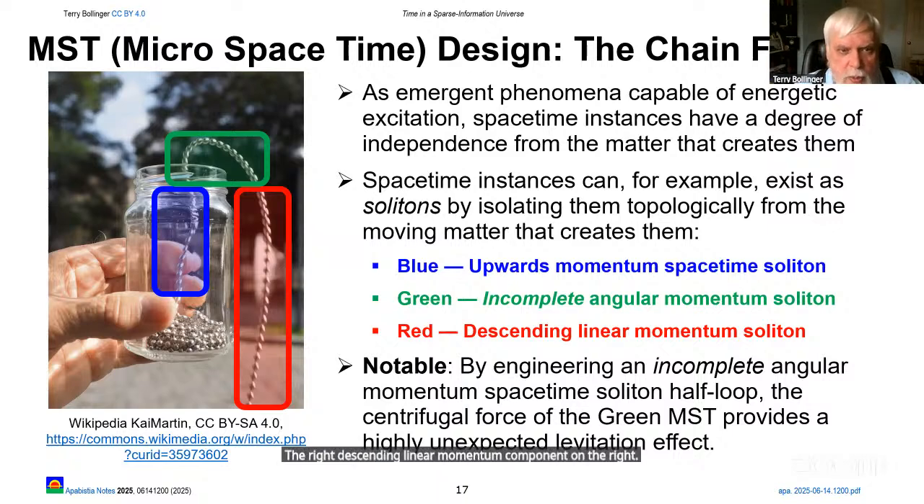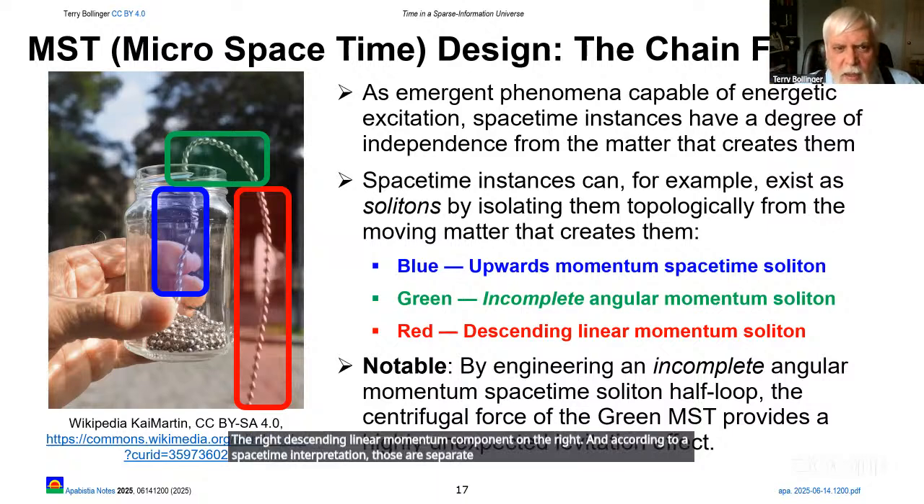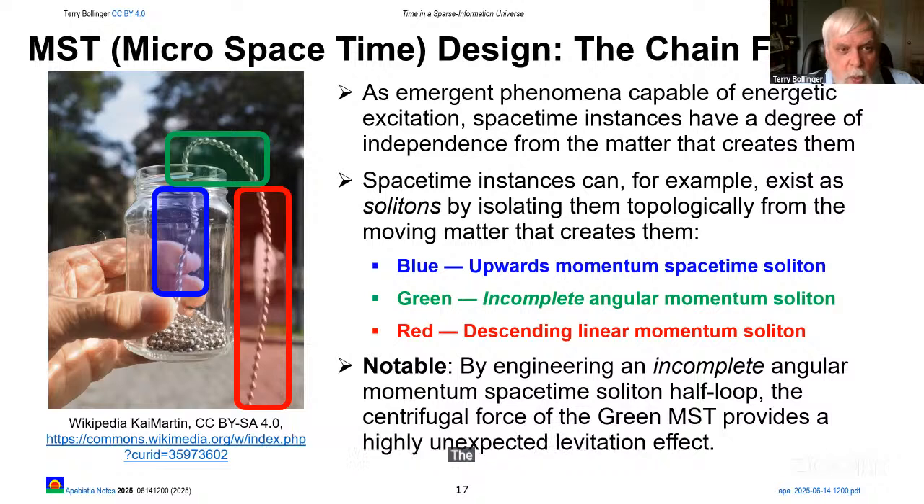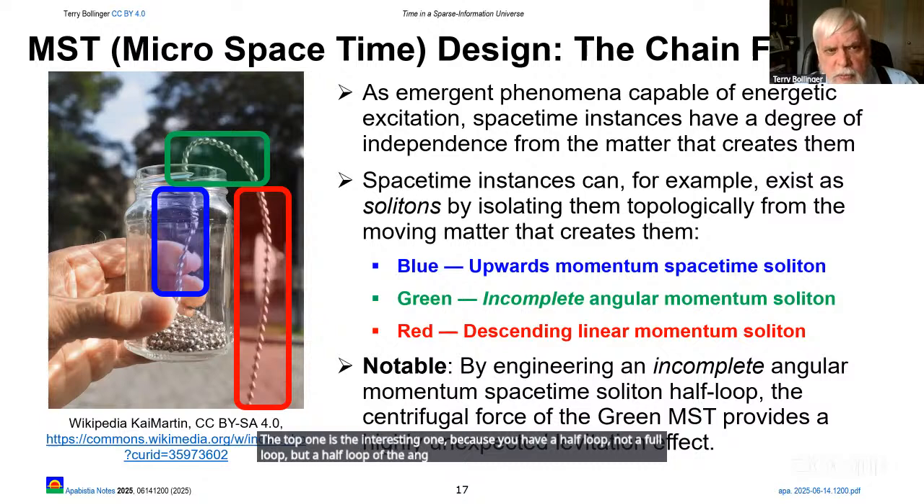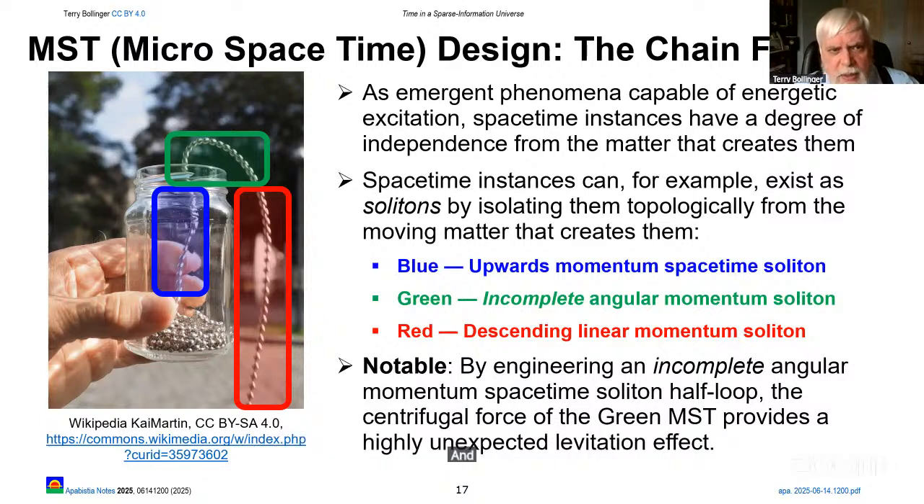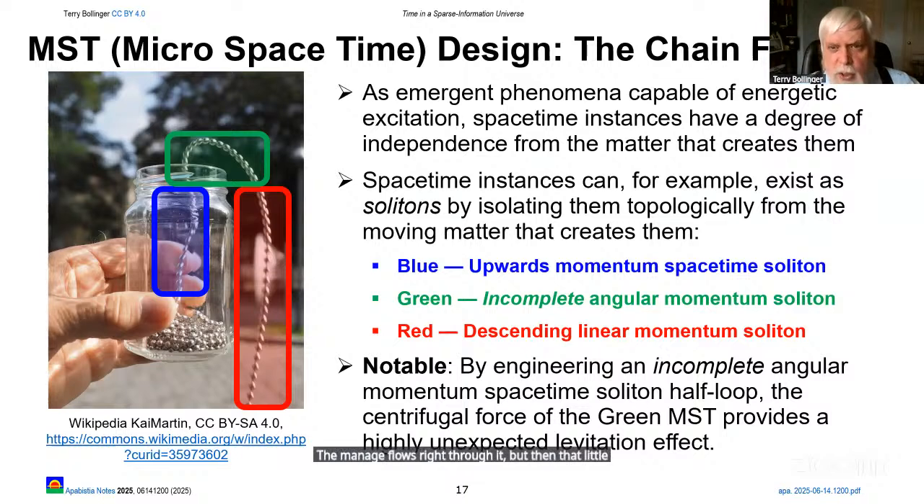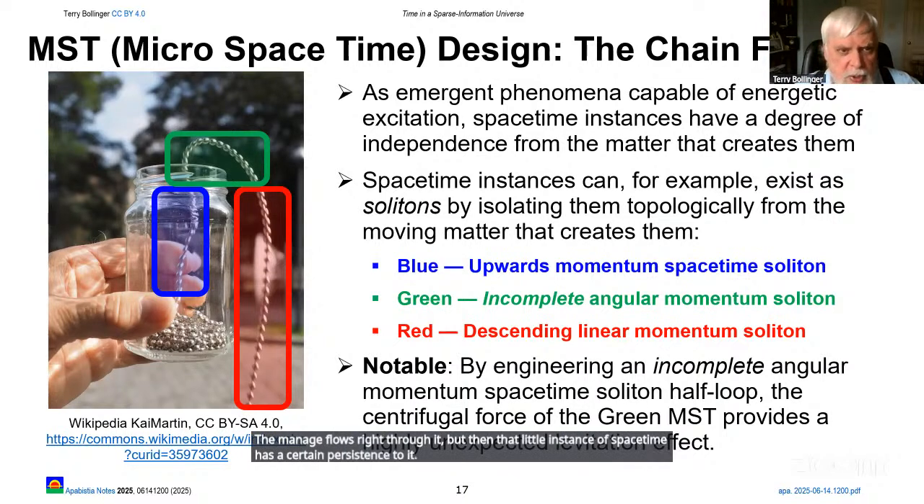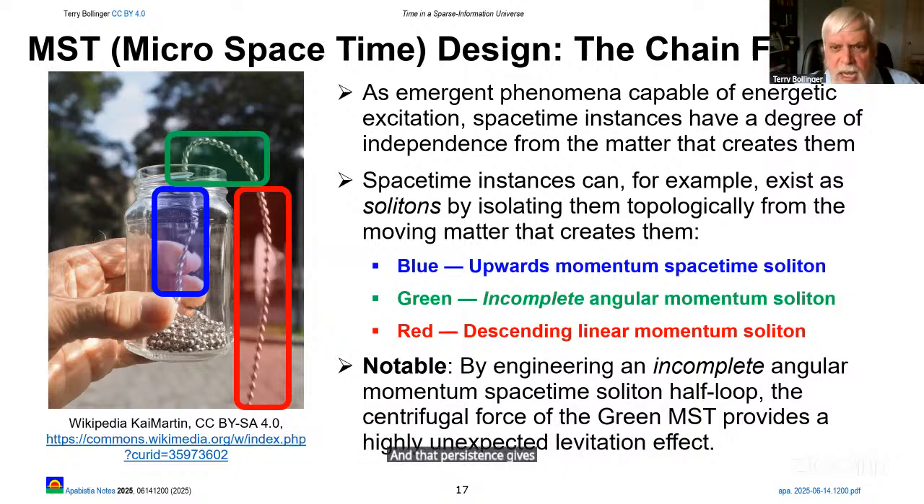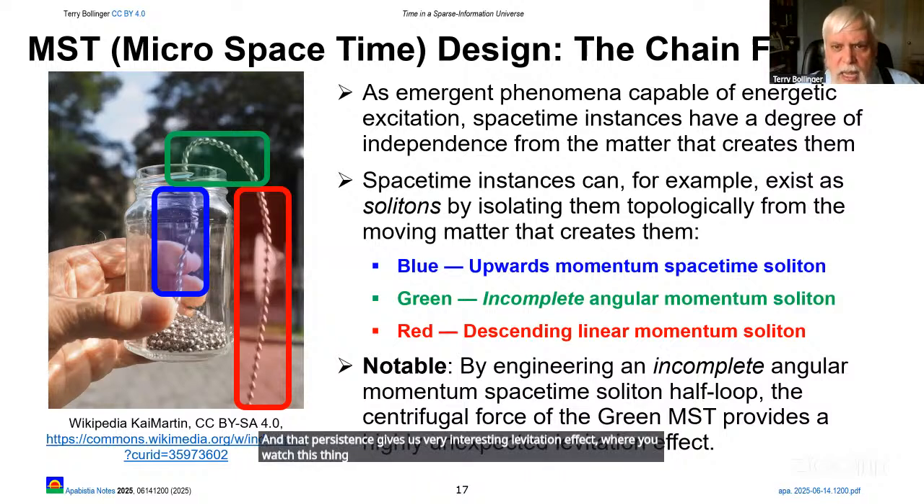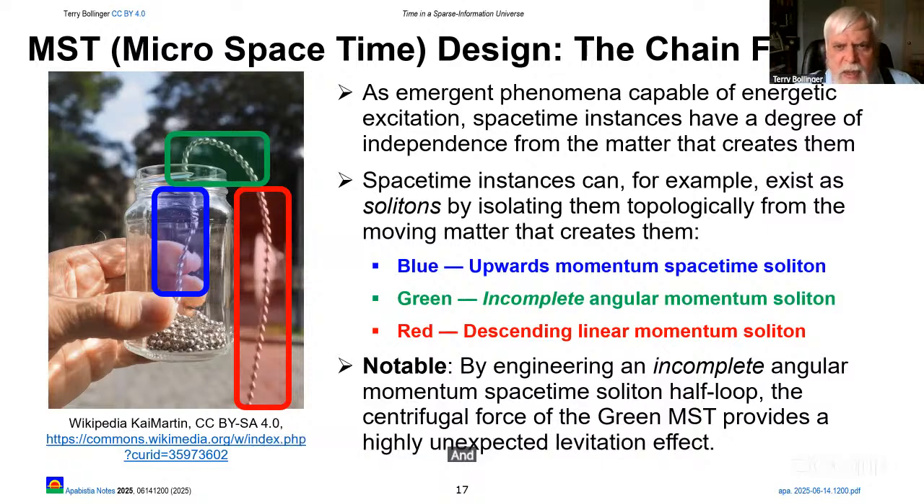And according to a space-time interpretation, those are separate instances of the space-time definition, which can carry a lot of energy. The top one is the interesting one because you have a half loop, not a full loop, but a half loop of the angular momentum version of space-time. And the half loop becomes like a soliton that's riding on the matter that generates it. The matter flows right through it, but then that little instance of space-time has a certain persistence to it. And that persistence gives this very interesting levitation effect where you watch this thing just rise up into the air and kind of defy common sense, as in why should it be rising up in the air?